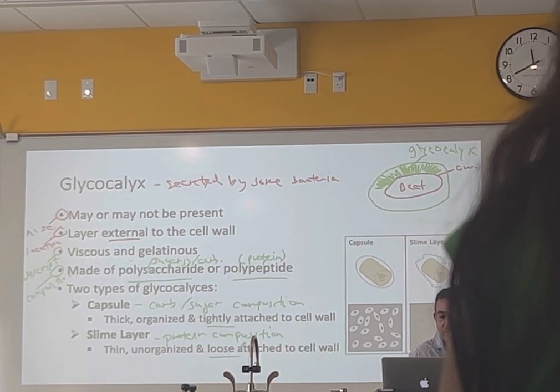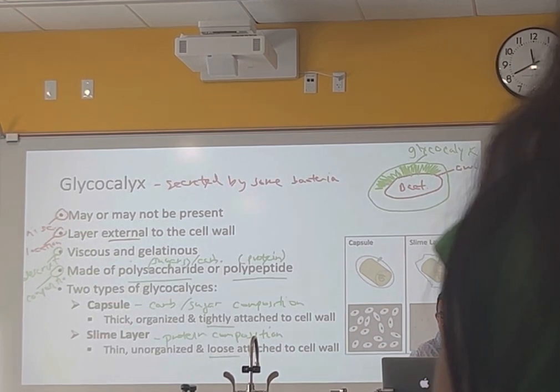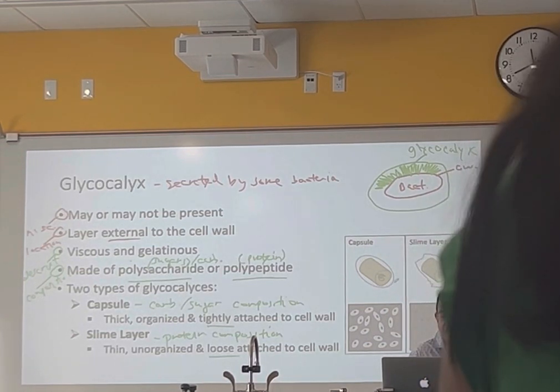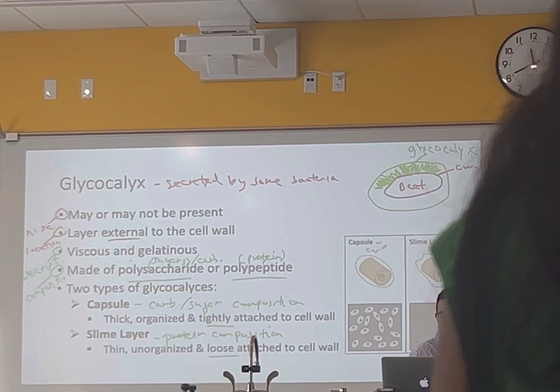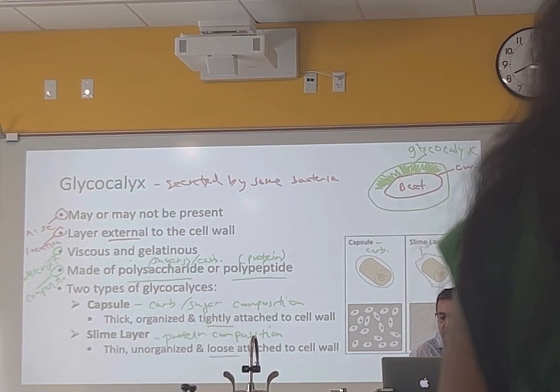Right? So here's some illustrations that I found from the internet. And again, this white space here, that is your capsule. And remember, the capsule is made out of a carbohydrate, a sugar, and the slime layer is this other one, this other white area here. And again, this one is made out of a protein.